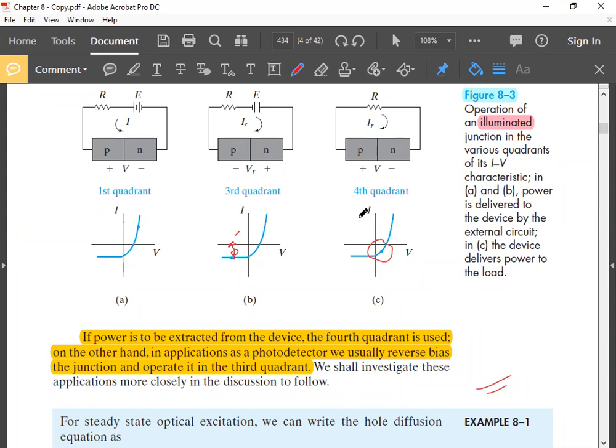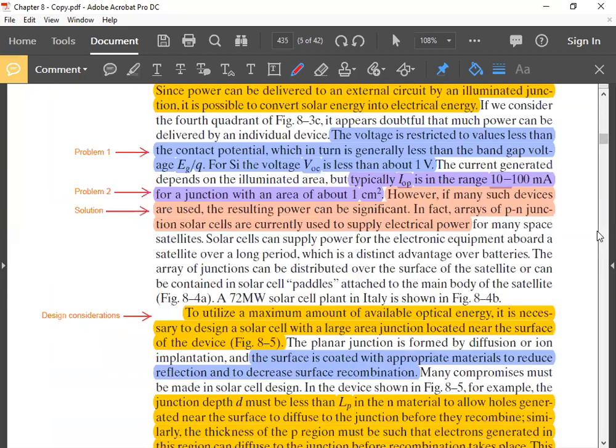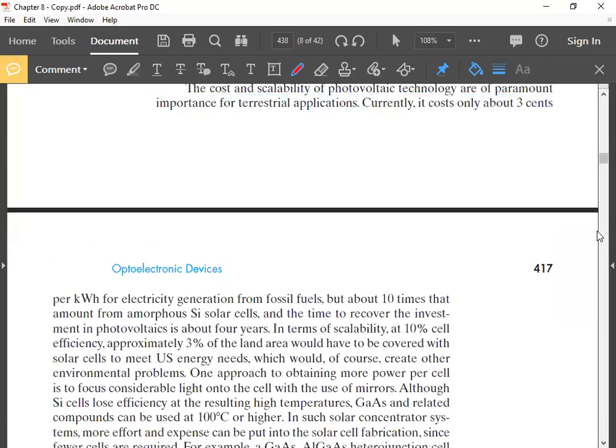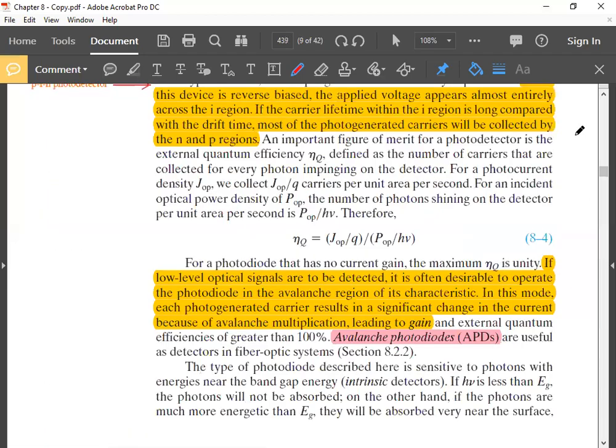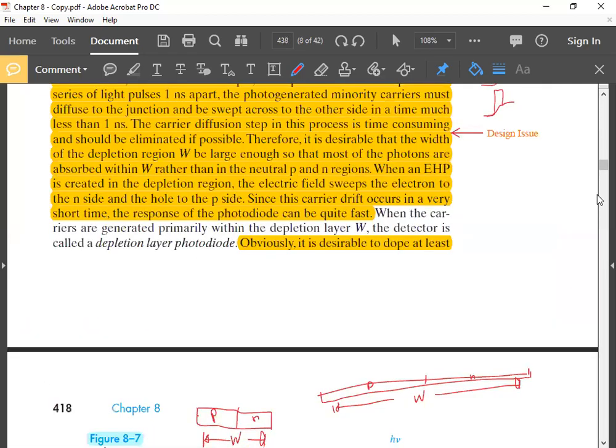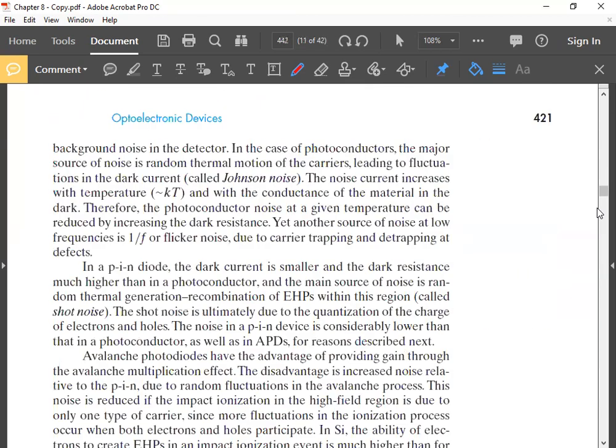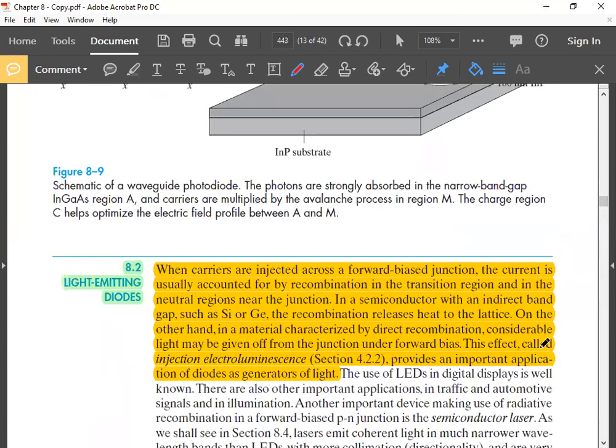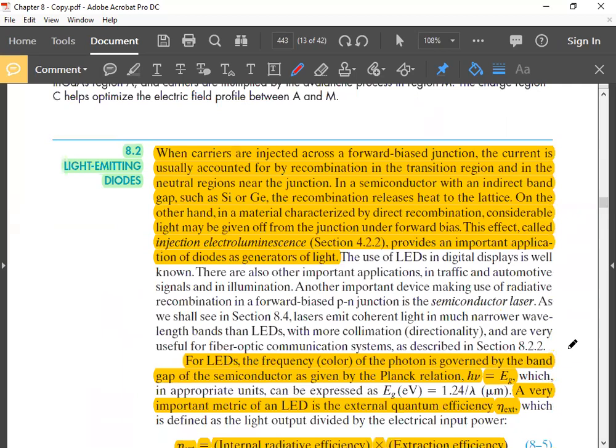So the solar cell and this photodetector are both kinds of reverse bias. Actually, for the solar cell no voltage is being applied. But LED, light emitting diode, and laser are forward biased PN junctions. So an LED is nothing but a forward bias PN junction made with a direct band gap semiconductor.